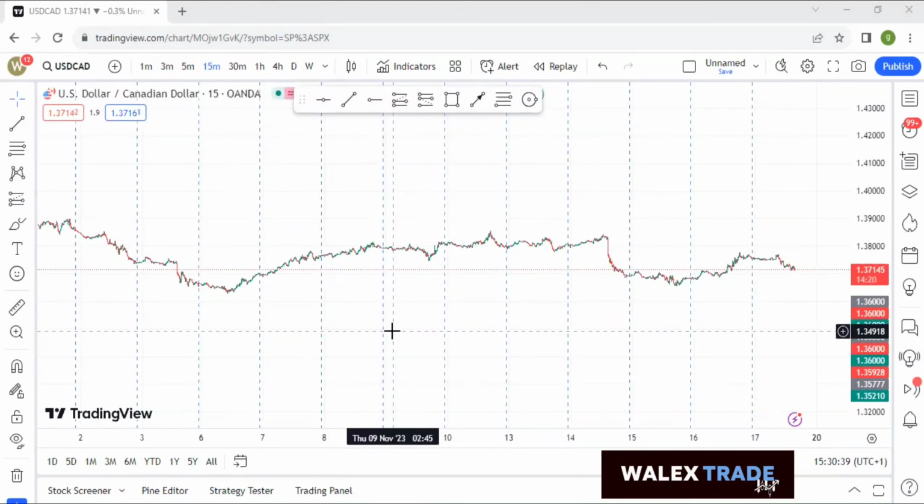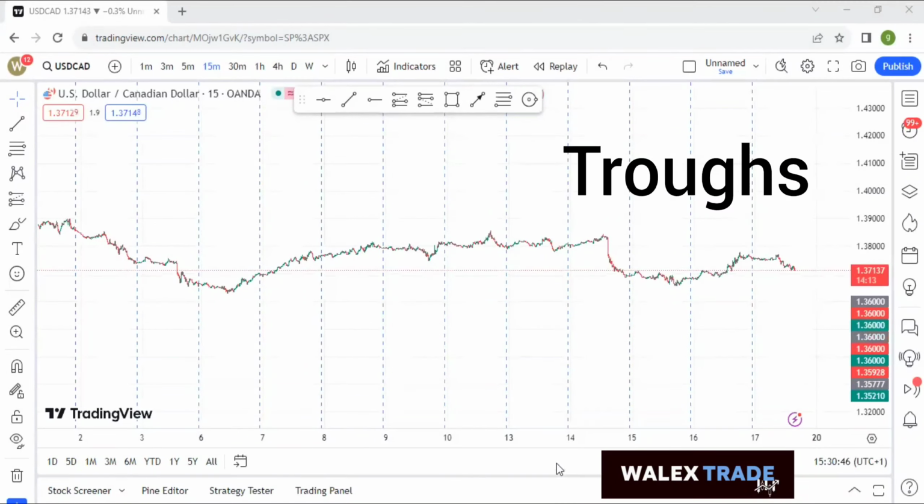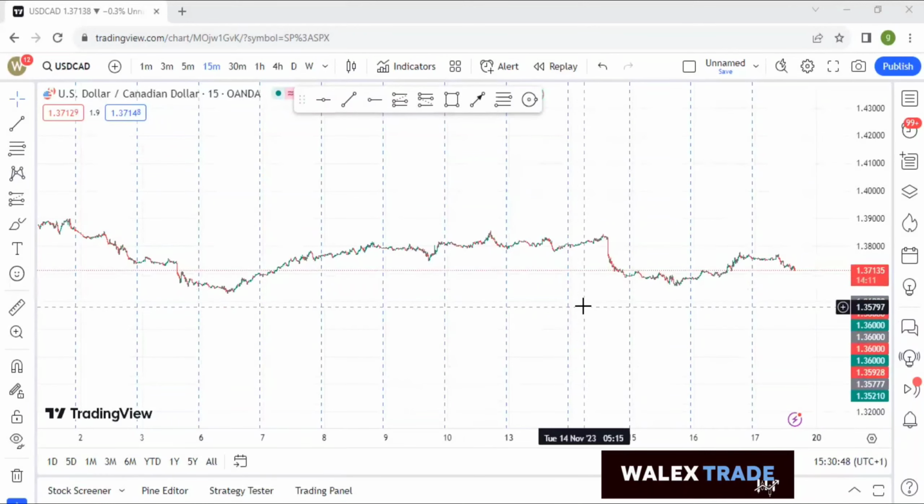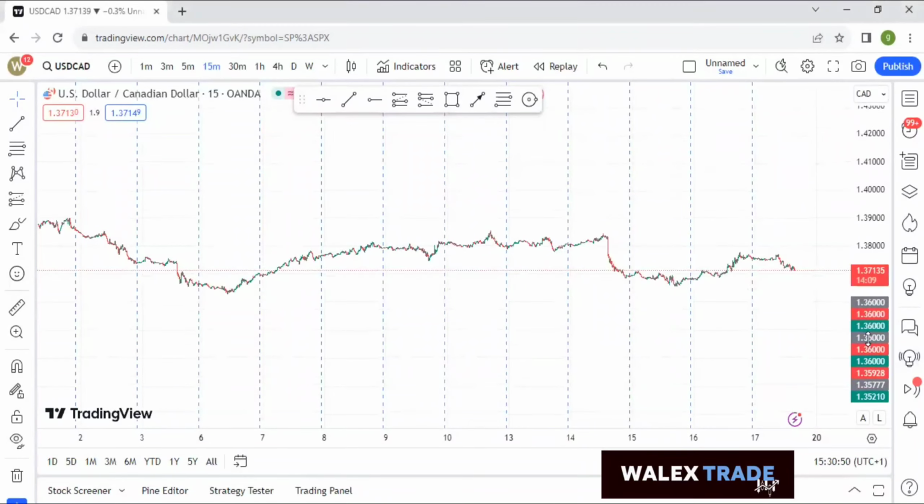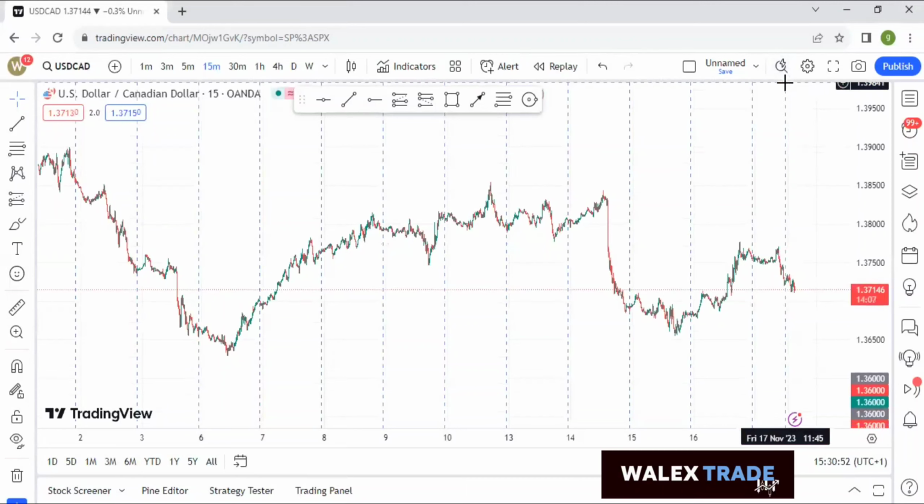Okay, so if you are drawing a good trend line, make sure it touches at least 2 peaks or troughs. Let me adjust this chart and show you what I'm explaining. Coming here like this. This is USD CAD. You can see USD CAD. I'm on the 15 minutes time frame.